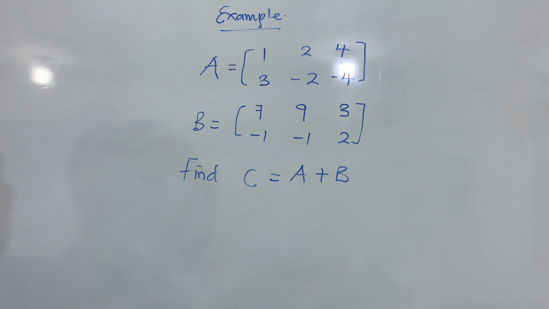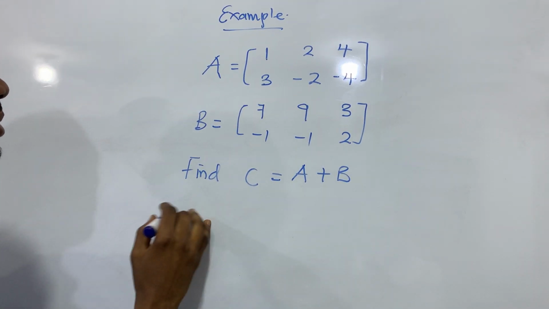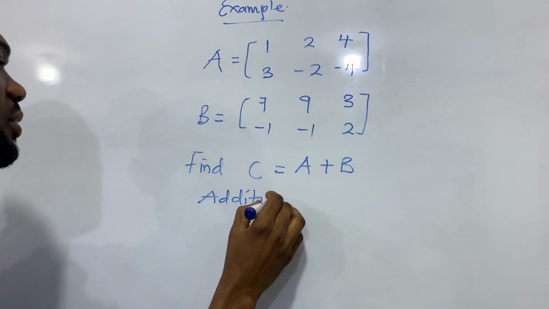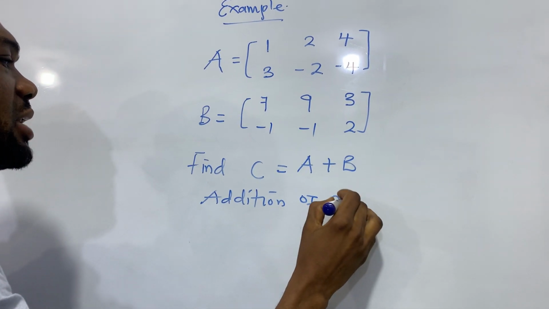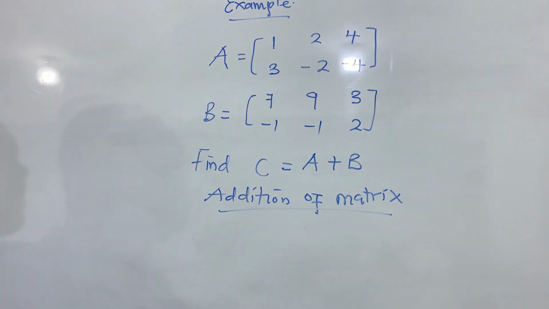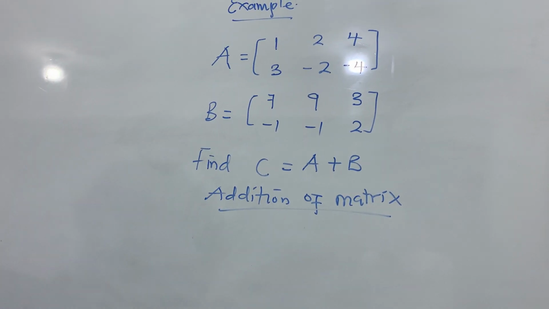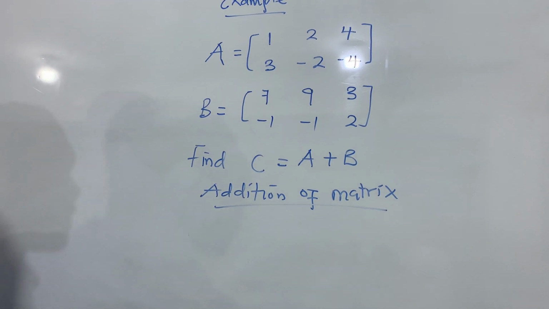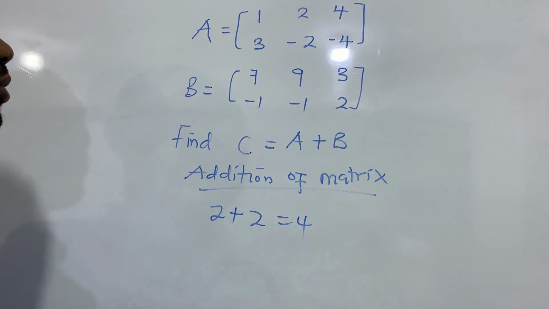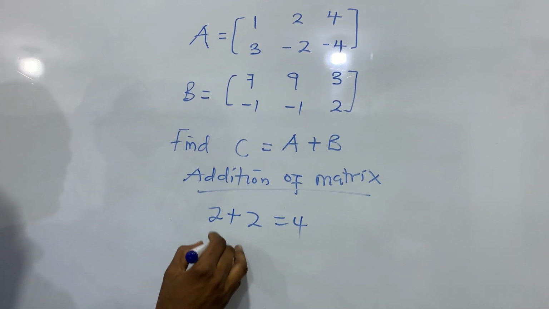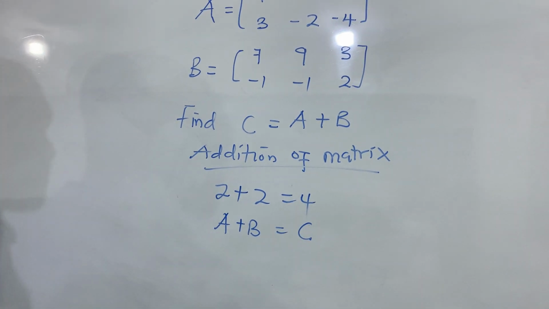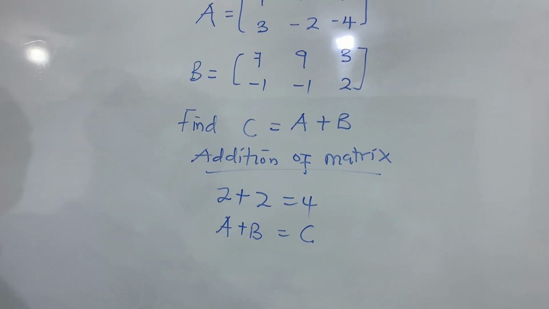So the operator we are going to discuss is the operator addition of matrix. Addition of matrix, basically, this is the concept. It's just like the normal addition that we learned at our basic level, maybe 2 plus 2 equals 4. The same thing, if we add matrix A plus matrix B, we should get a matrix called C. So now let's see how we add matrix.